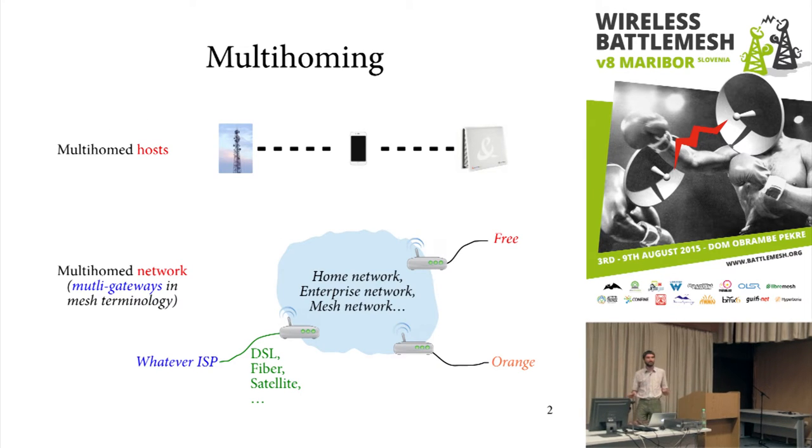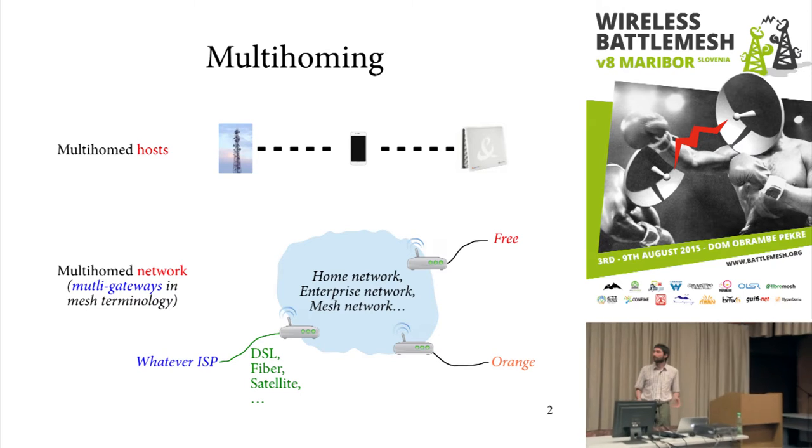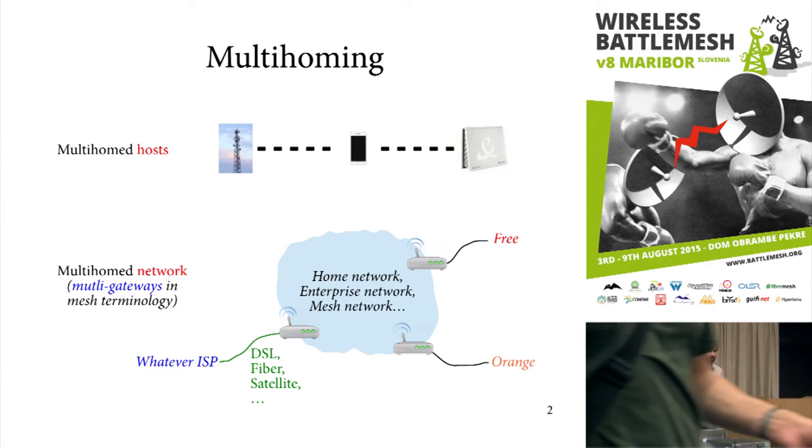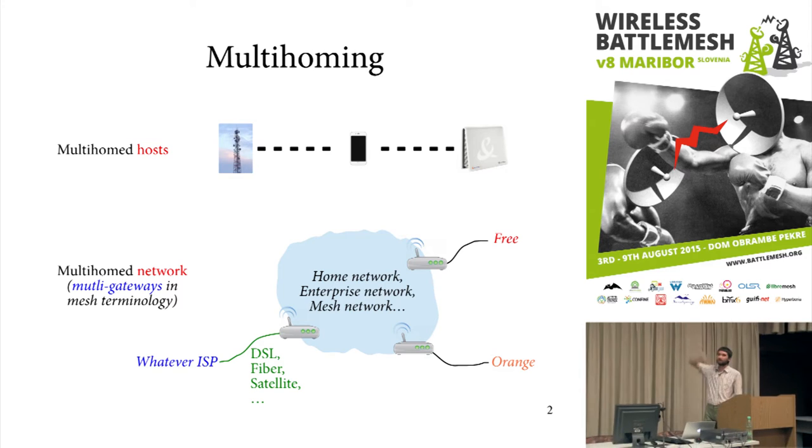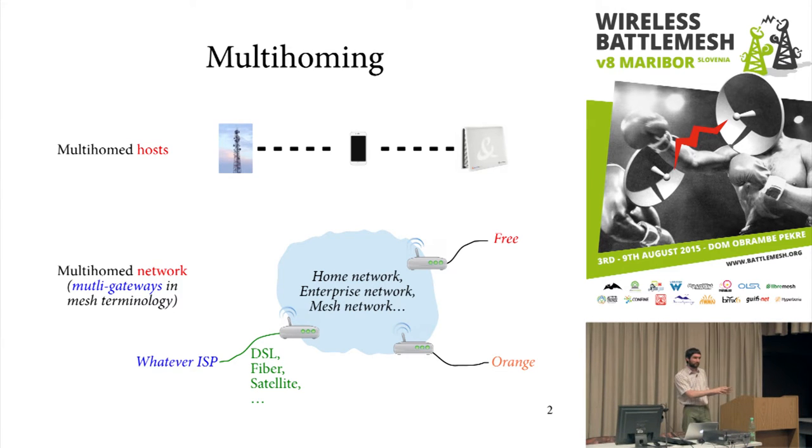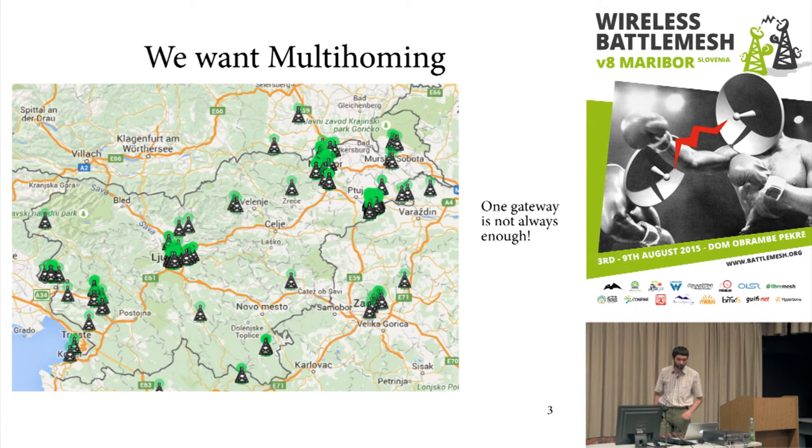Multihoming basically is to be connected to multiple ISPs. So a host can be multihomed. For example, your smartphone can be connected both to the 3G network, through a provider, but also to your Wi-Fi. And also, your network can be multihomed, so your network can be connected to 4G, 3G, or your favorite provider, multiple technologies. And the point is that we want multihoming, because if you have only one gateway here, well, I want to be near the gateway.